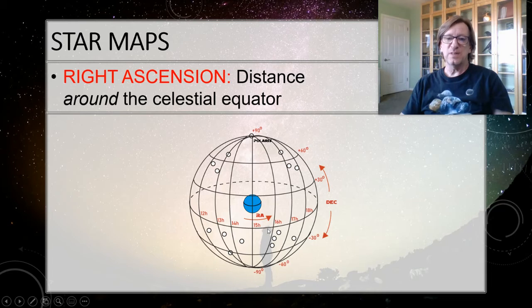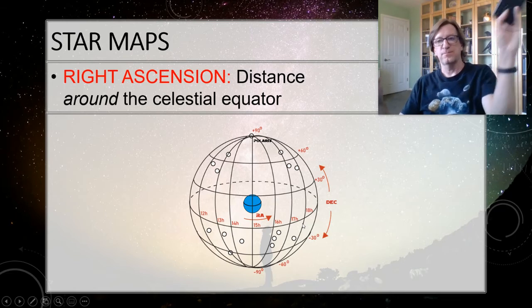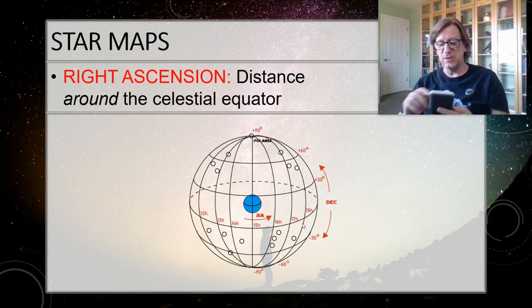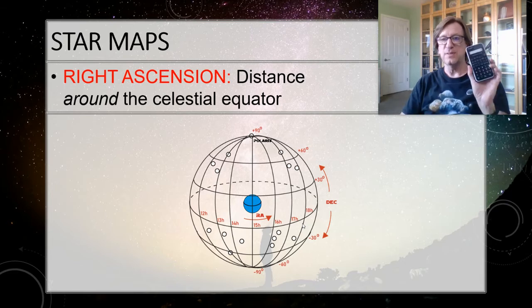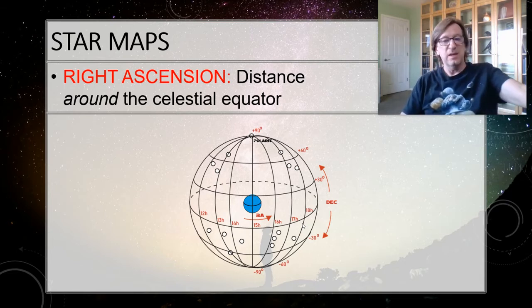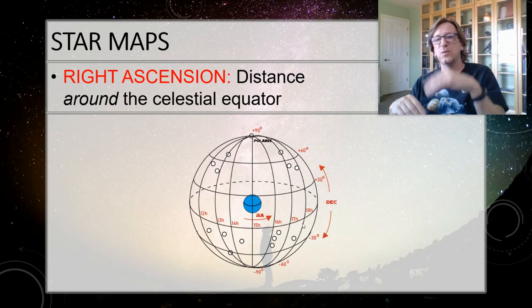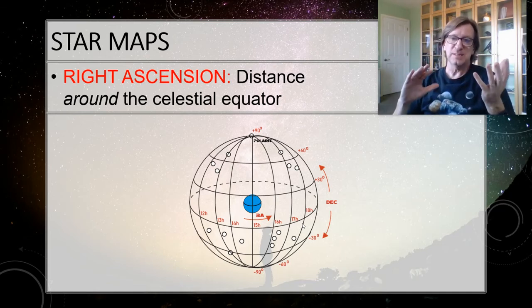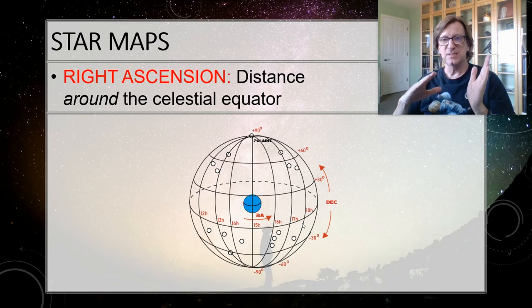So each one of these is about 15 degrees, and you can check that for yourself. Pick up your calculator. Take 360 degrees, that's a circle, divide by 24 hours, and you'll see that there are 15 degrees in each hour of right ascension. So we break it into hours and minutes of right ascension, again, not minutes of time. So there are 60 minutes of right ascension in 1 hour of right ascension.